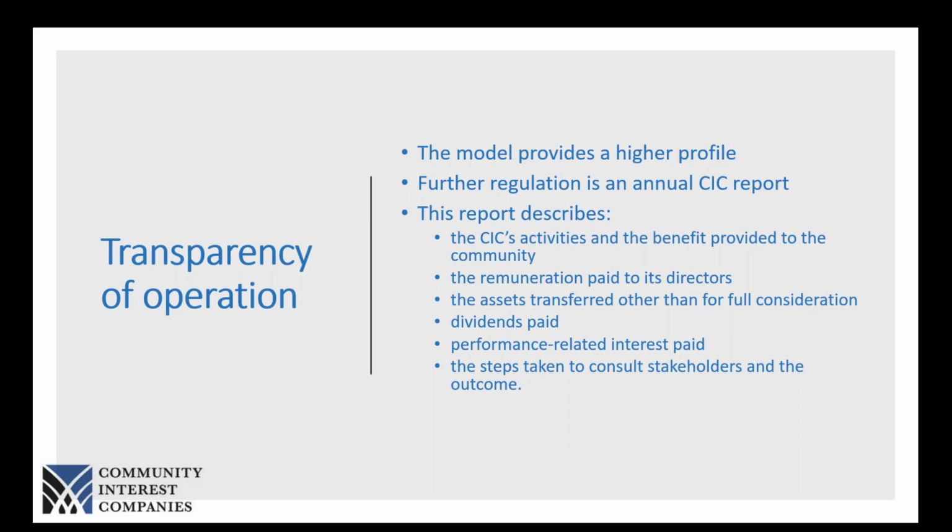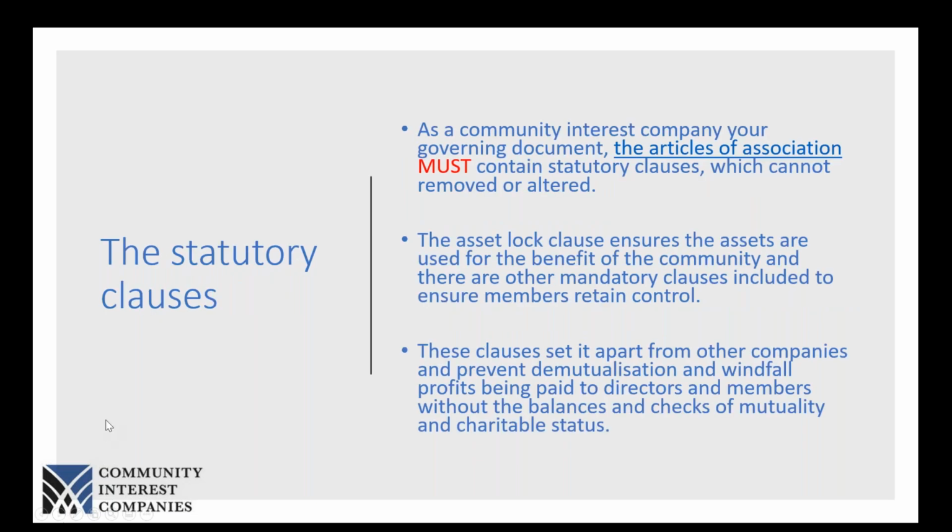Further regulation is an annual CIC report, which is placed on the public record for public scrutiny and transparency of operation of the company. This report describes the CIC's activities and the benefits provided to the community within the accounting year, the remuneration paid to its directors, the assets transferred other than for full consideration, any dividends paid to shareholders, performance-related interest paid, and the steps taken by the company to consult stakeholders and the outcome of that.